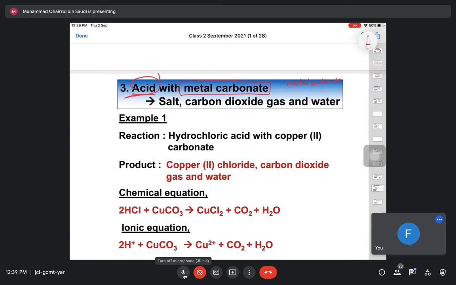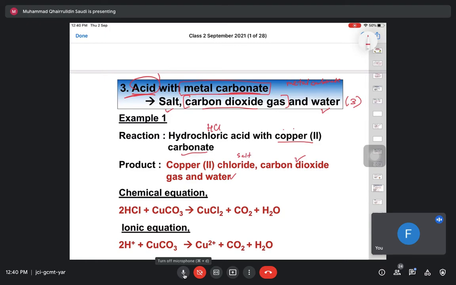And the product is salt, water juga, but we have another product iaitu carbon dioxide sebab dah ada carbonate dekat belakang. Okay, so kita ada 3 products. So acid, when they react with metal carbonate, we will get salt, carbon dioxide and water. So let's say the hydrochloric acid is our acid with copper carbonate. So bila kita baca nama dia copper carbonate, we know that it is a metal carbonate. Okay, so when acid react with metal carbonate, we will get 3 products. The products will be carbon dioxide gas, water and salt.